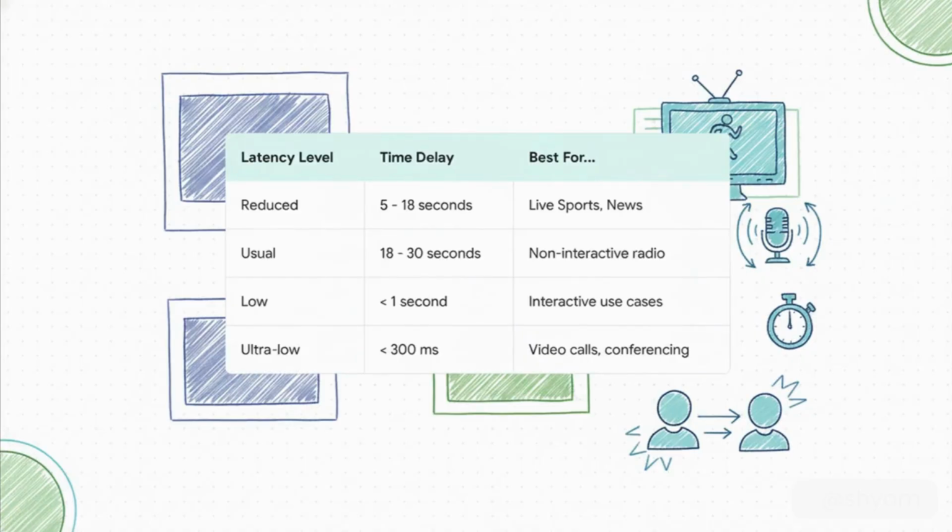Now, what's really fascinating here is how our tolerance for delay changes depending on what we're doing. Look at the top, a delay of up to 18 seconds for live sports. Yeah, we're used to it, it's fine. But can you imagine an 18-second delay on a video call? It would be impossible. For a conversation to feel real, you need to be way down in that ultra-low zone, under 300 milliseconds. That's the huge difference between broadcasting and interacting.